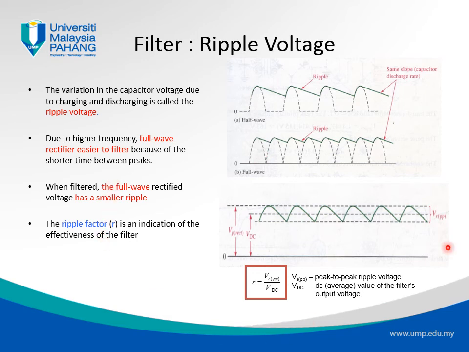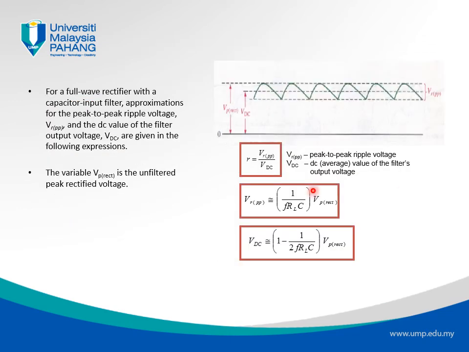So regarding this formula, if we can measure, then of course we measure the peak to peak ripple voltage and the average voltage. But in terms of approximation, we can also see in the next slide the approximation of this peak to peak voltage and DC voltage. So the peak to peak voltage can be approximated with this formula, which is equal to 1 over F RL multiplied by C, and all the fraction multiplied by VP rectified.